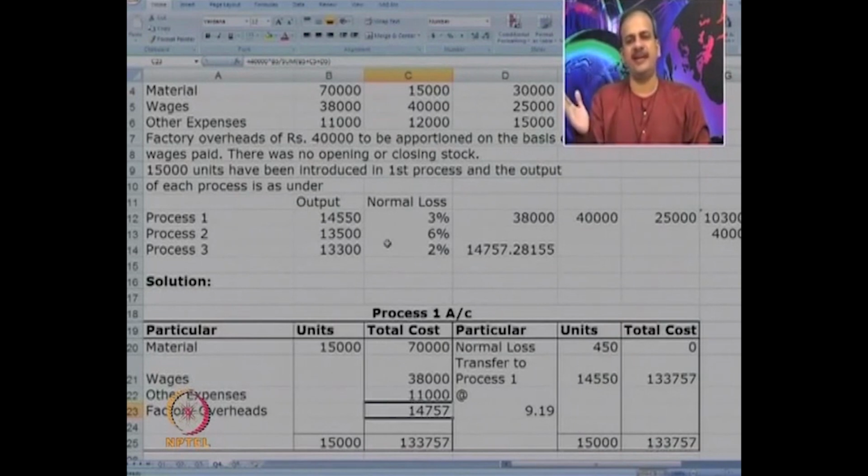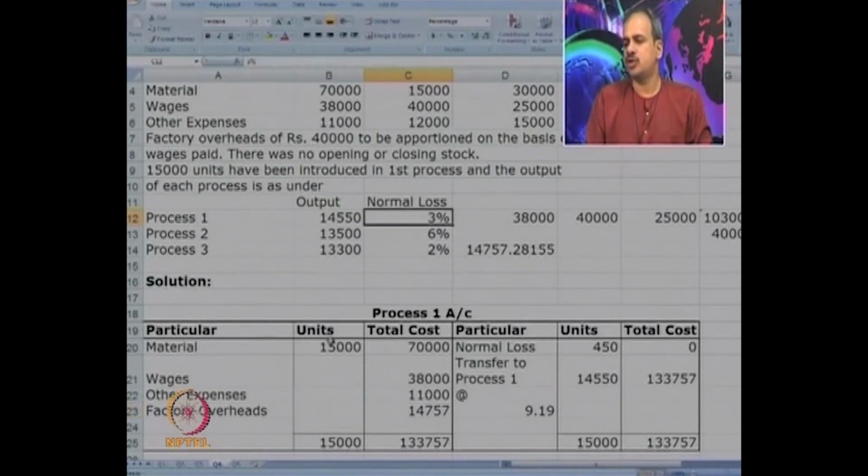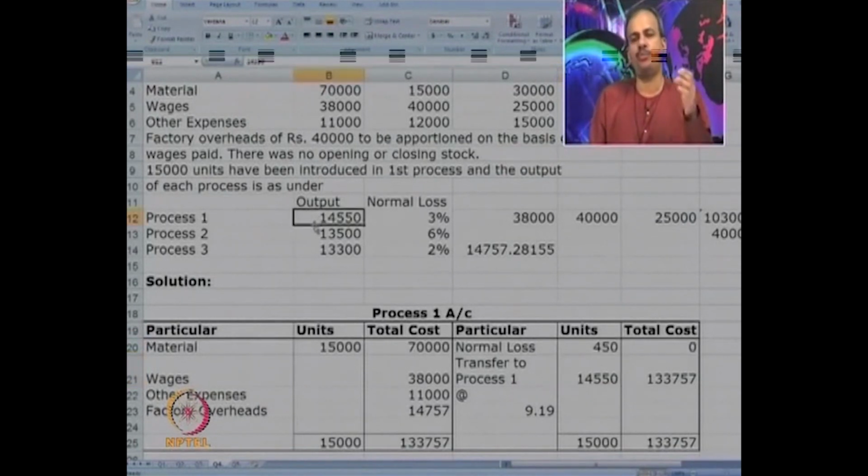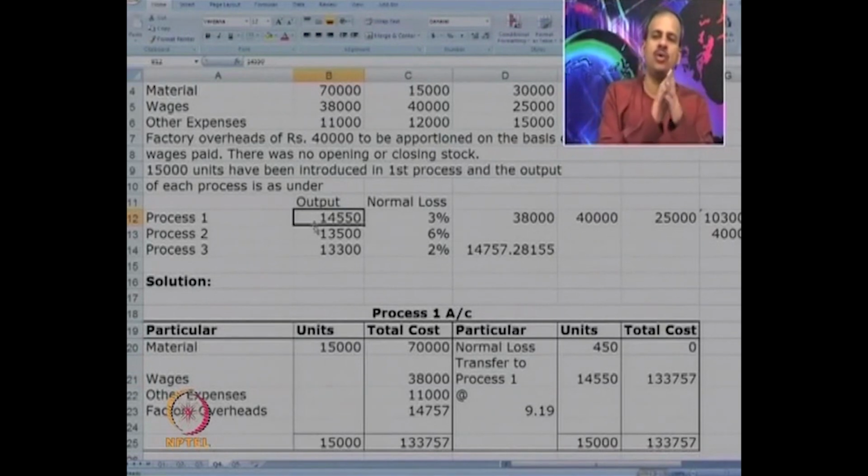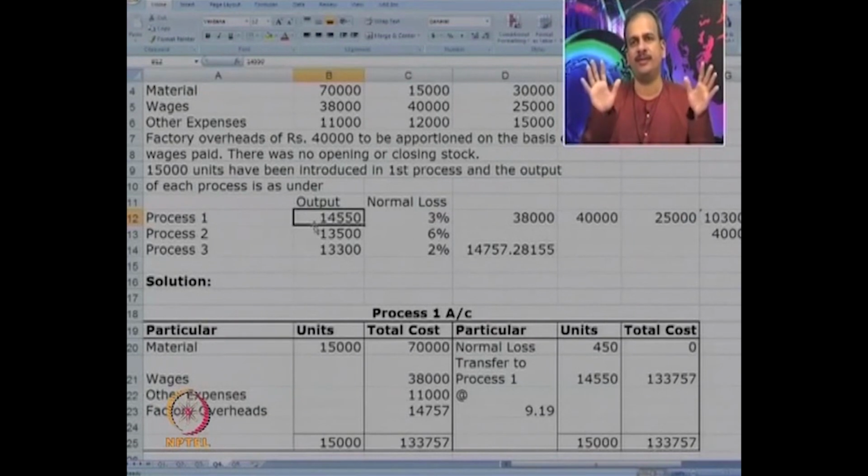Now look at the credit side. In the credit side, we have calculated normal loss at 3%. So 15,000 into 3%, 450 is a normal loss, and 15,000 minus 450 gives 14,550 as the normal output. Coincidentally, the actual output is also the same. So there is no issue of normal or abnormal loss, at least in process 1.